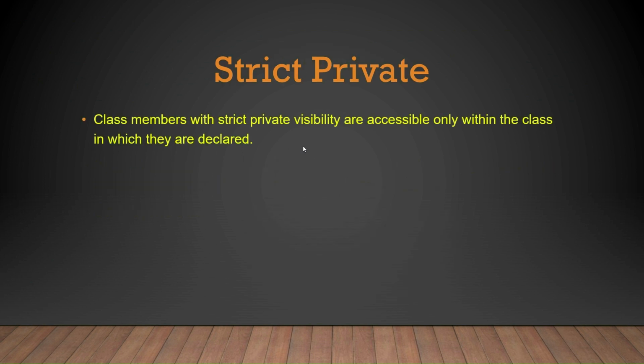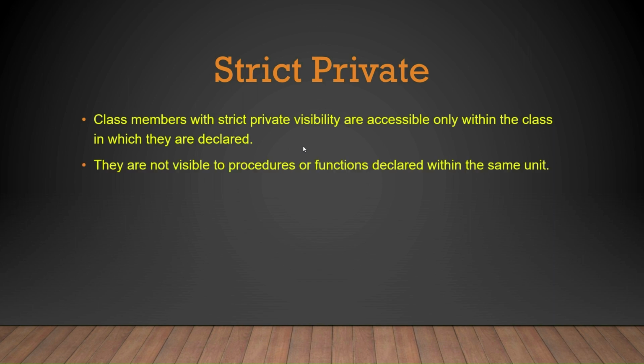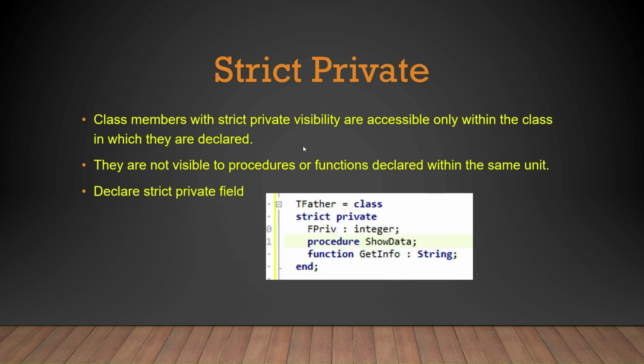Now strict private. Class members with strict private visibility are accessible only within the class in which they are declared. So it will be visible only within the class where it is declared. Apart from the class, it will not be visible, even in the same unit. They are not visible to procedures or functions declared within the same unit. Declare a strict private field. How to declare?